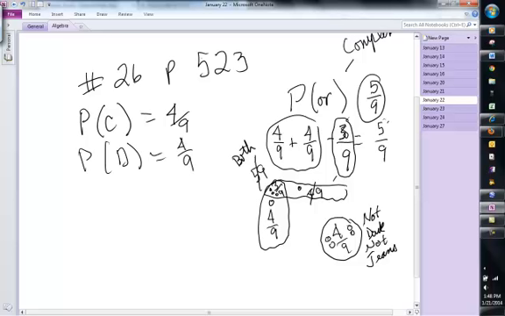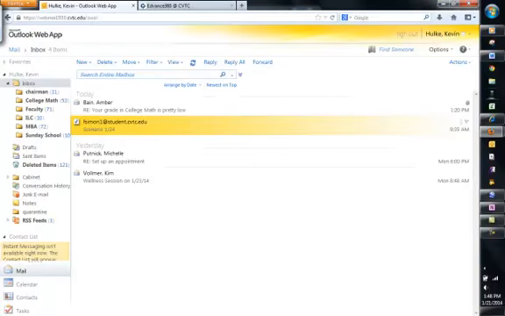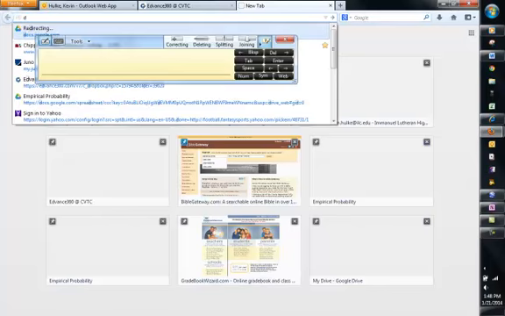So what we're going to work on tomorrow is numbers 27 through 29 and numbers 41 through 44 and 48 through 51. So that's what we're going to work on tomorrow for that. The other thing that I wanted to show you is the scatter plot stuff that we are going to be working on tomorrow. And I did kind of want to do it today, but we didn't get around to it.